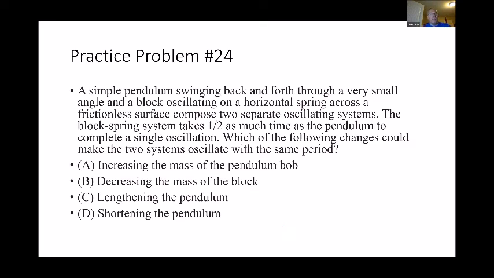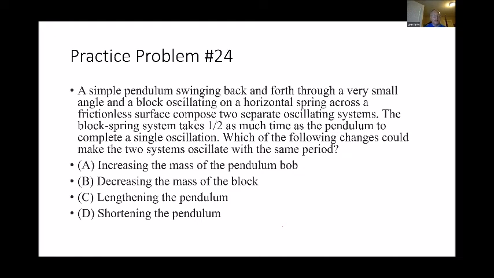So if you think about a block-spring system, the period of that depends on the mass and the spring constant. Whereas the period of a pendulum depends on the length of the pendulum and the gravitational force. So in this case, we need to essentially decrease the amount of time that it takes for the pendulum to oscillate, or we could increase the amount of time that it takes the block-spring system to oscillate.